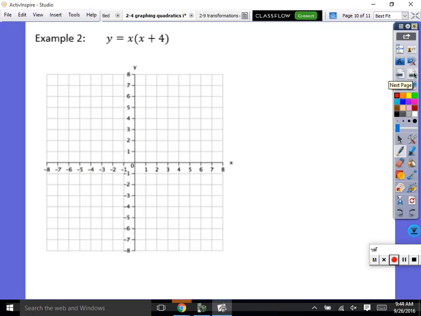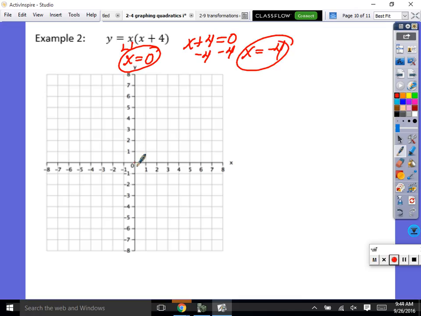So it says y is equal to x times x plus 4. So we would set each of those equal to 0. So we say x equals 0, correct? And then we have x plus 4 equals 0. We'll solve. So subtract 4. So we get x is equal to 0 and x is equal to -4. That's where it's crossing the x-axis, at 0 and at -4.